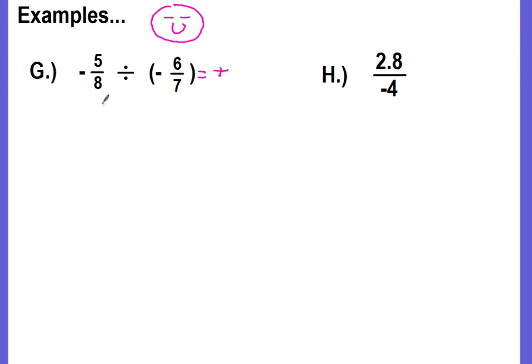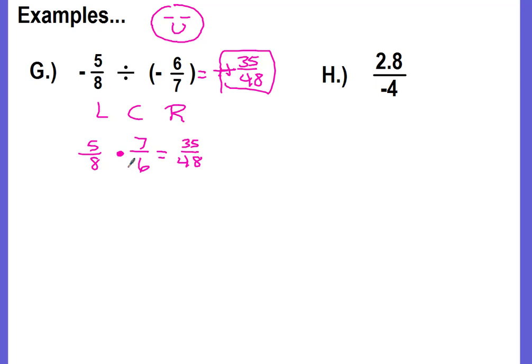Dividing with fractions, LCR. Okay, so it's going to be 5/8, leave it alone, change the division to multiplication, and you're going to write the reciprocal. Just flip that fraction upside down to get the reciprocal. Now, looking at this, I can't simplify before multiply, so let's multiply. Multiply your numerators. 5 times 7 is 35. Multiply your denominators. 8 times 6 is 48. And this cannot be simplified, so your answer is a positive 35/48.